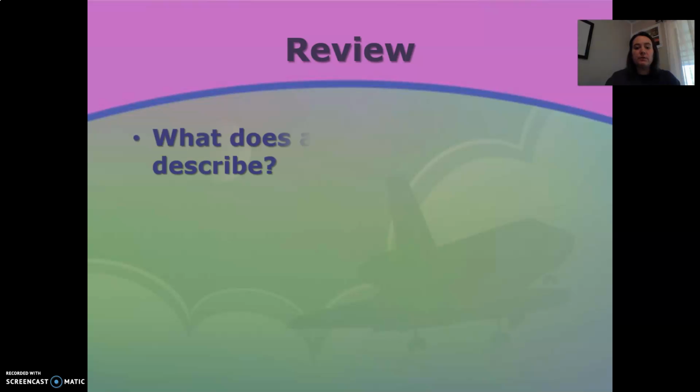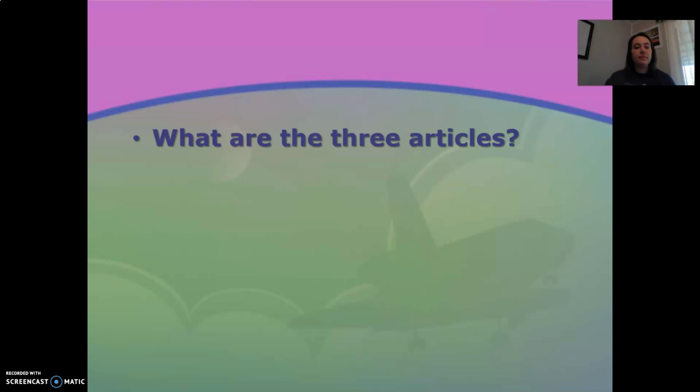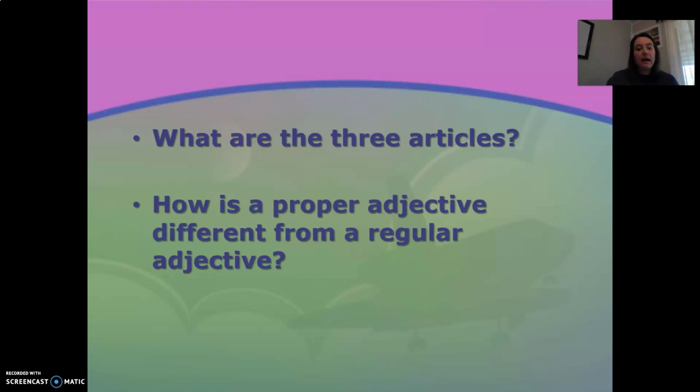So first off, we're going to review some things. What does an adjective describe? An adjective describes a noun. What does it tell? Well, an adjective tells us what kind or how many. What are the three articles? The three articles are a, an, and the, and they are used as adjectives. How is a proper adjective different from a regular adjective? Well, its proper form makes it into a noun. Like we could say America and then American.